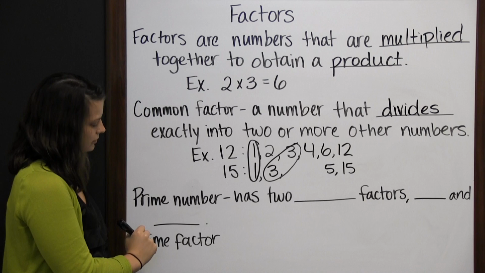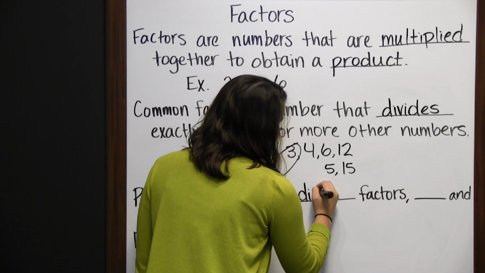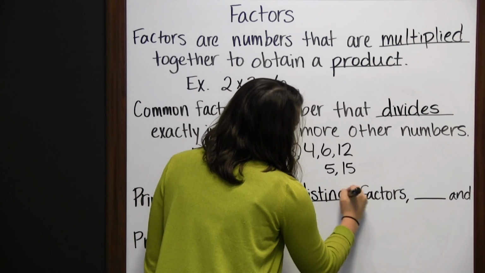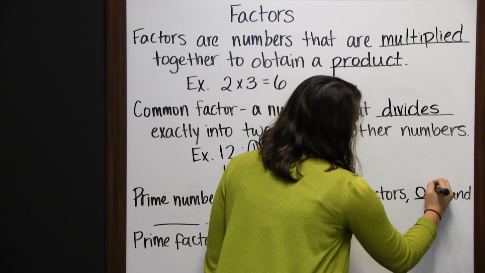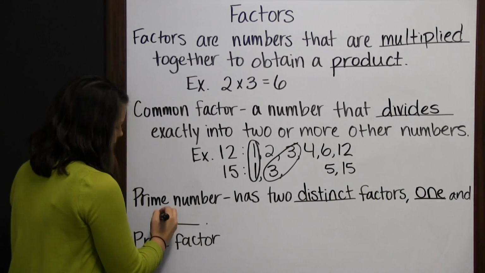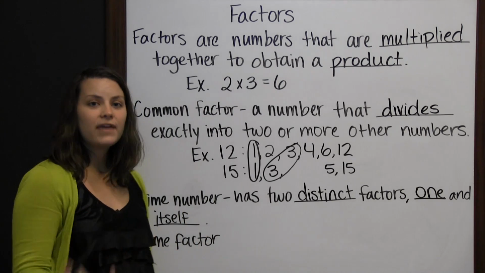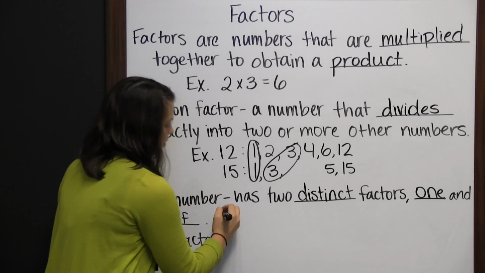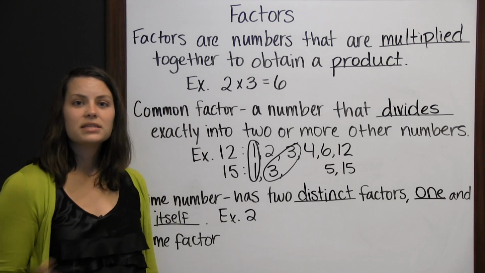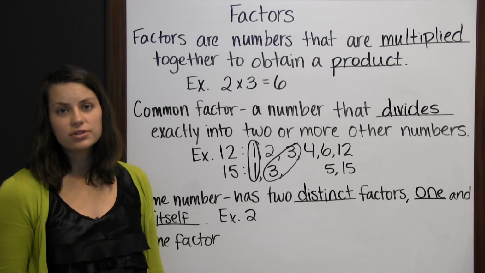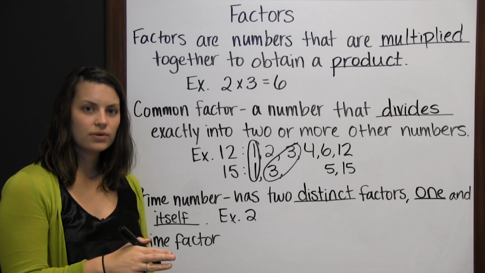Prime number. Prime numbers have two distinct, which means different, factors: 1 and itself. The very first prime number is 2, because the only factors of 2 are 1 and 2. 1 times 2 is 2.